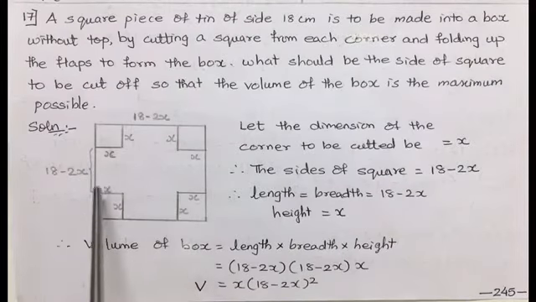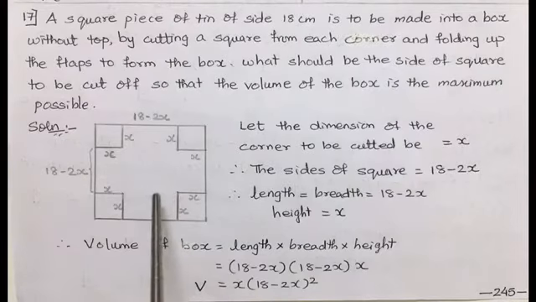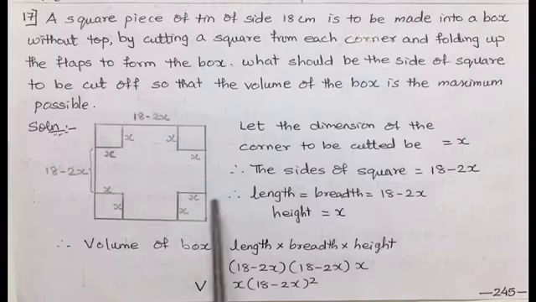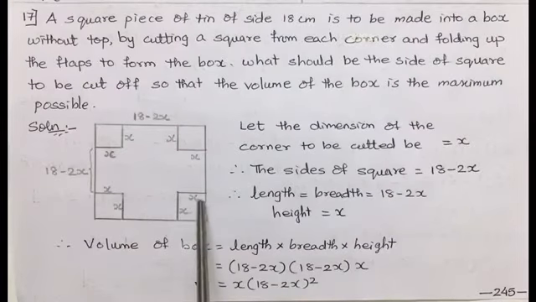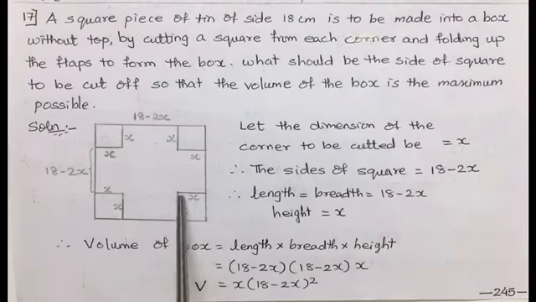Now to convert it in terms of a box, for maximizing the volume, the height of the box will be x, because x centimeters are being cut from each corner, and when it is folded, the height will become x.